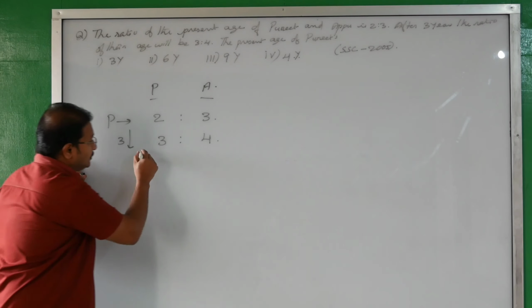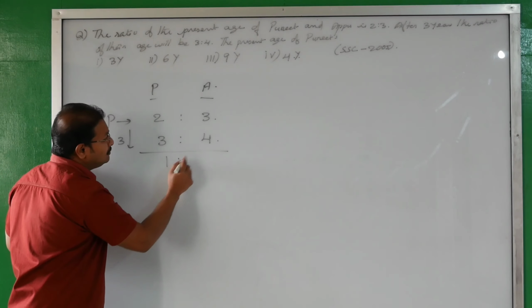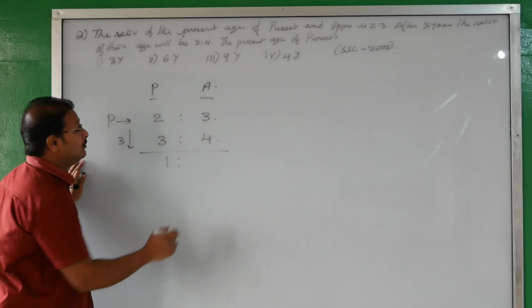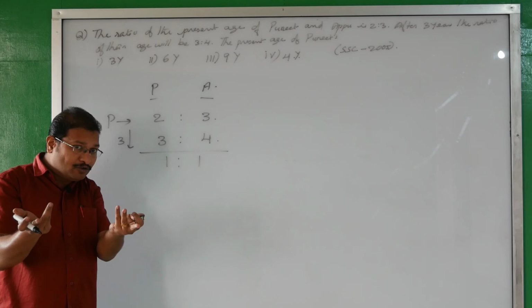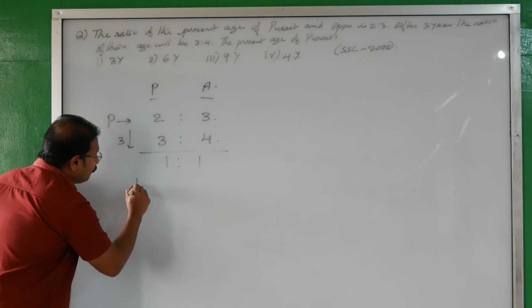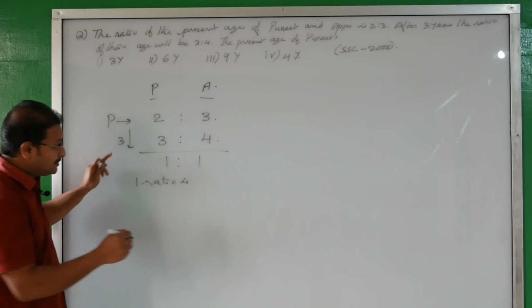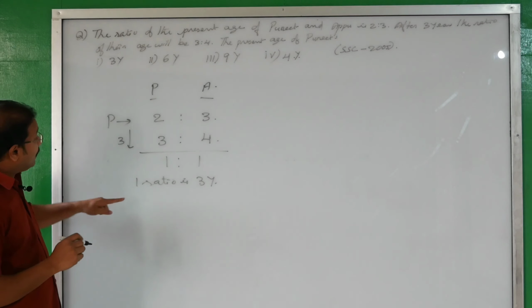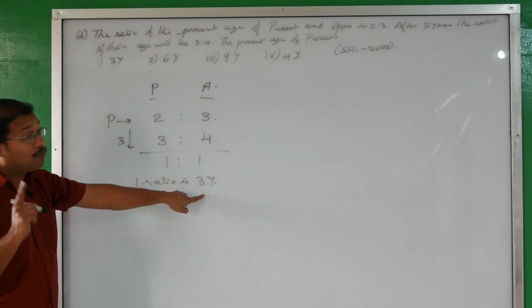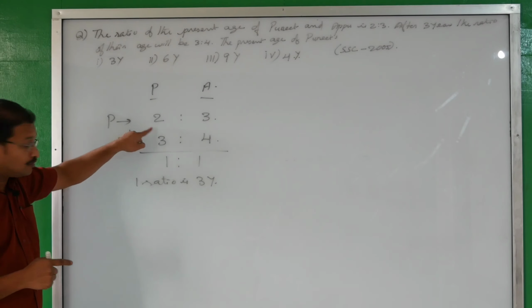Let's see now the difference. 3 minus 2, 1. 4 minus 3, 1. 1 is to 1, the same ratio. Same ratio means what will you do? Simple. So 1 ratio is 3 years, isn't it? So 1 ratio is 3 years means, now what do you want? The present age of Puneet.